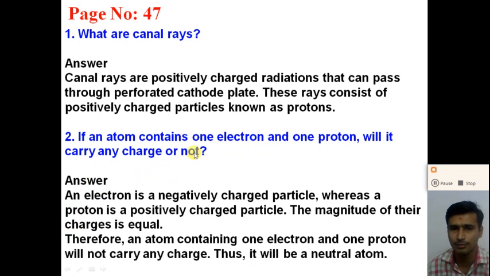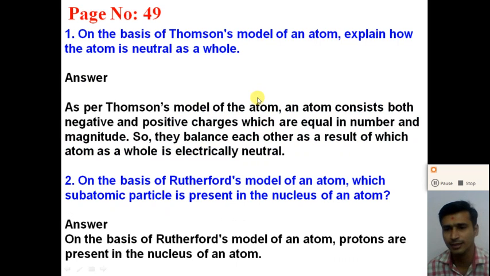So here the atom consists of one electron and one proton. Will it carry any charge? It will not carry any charge and the atom will be electrically neutral, right? So understand the answers of both questions. Now the next set of questions is given on page number 49, right? First question on page number 49.